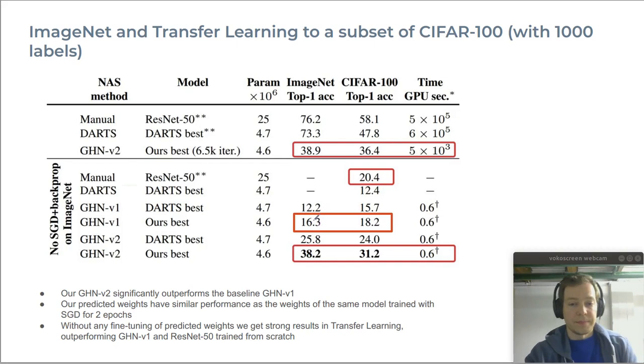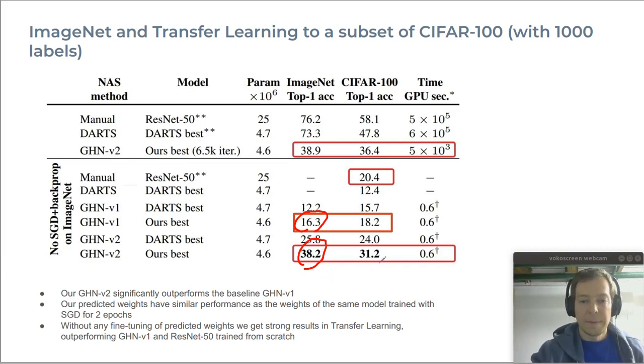So in terms of results, we get much better performance than the baseline graph hypernetwork on ImageNet without any fine-tuning of predicted weights. So this is just a forward pass for a new randomly sampled architecture. That's our best model. And we also get very high results on few-shot CIFAR 100. This result is similar to training the same network for 2 epochs on ImageNet, followed by fine-tuning it on CIFAR 100. But we achieved these results much faster.